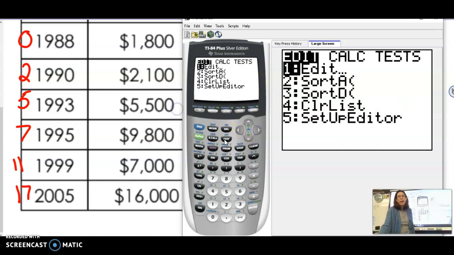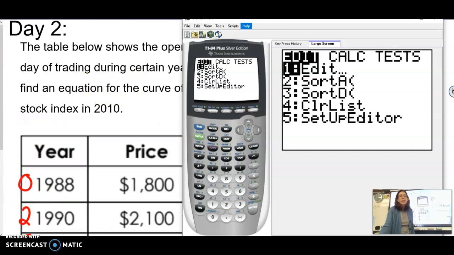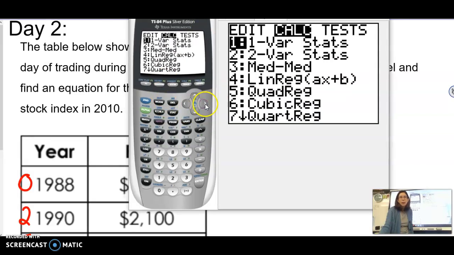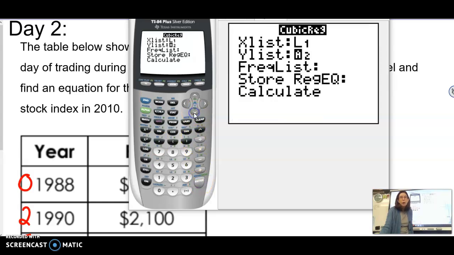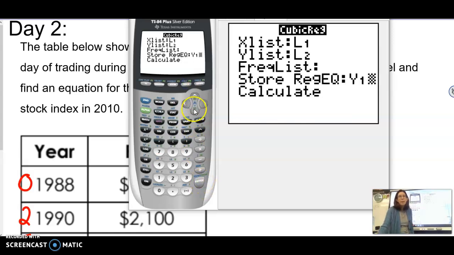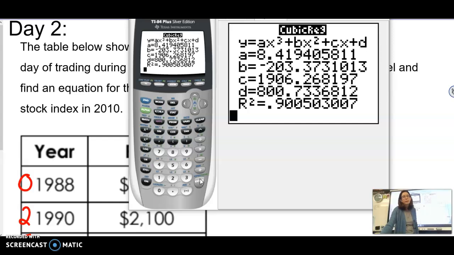All right, so now I'm going to go to Stat. In this case, you can see it says just find the best model. So I'm going to go to Calculate, and I'm going to try a cubic regression first. We have L1, L2. We're going to store the regression in Y1, so we're going to go alpha trace, and that's how you can get the Y1 to pop up. And we're going to hit calculate. I see my r² value is 0.9. We want this to be as close to 1 as possible.